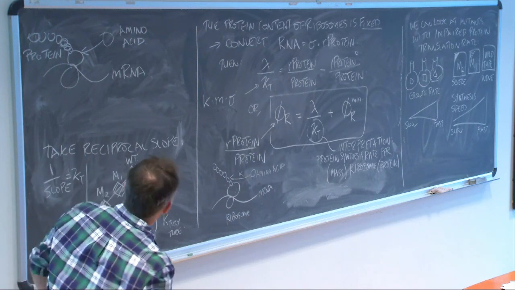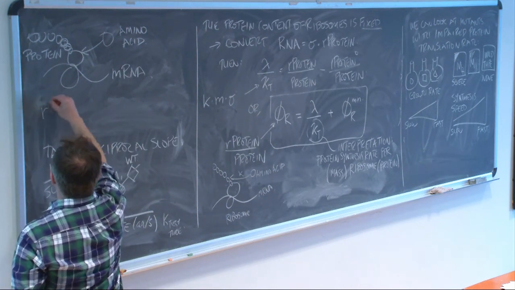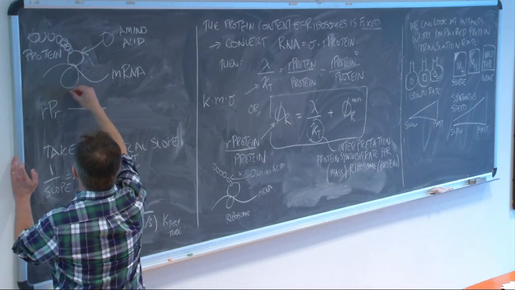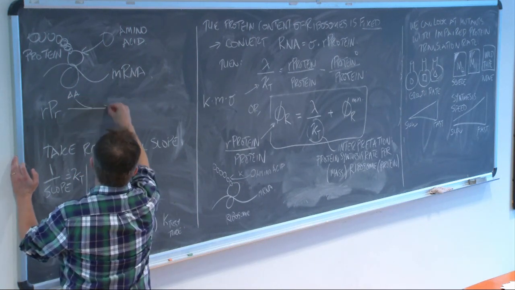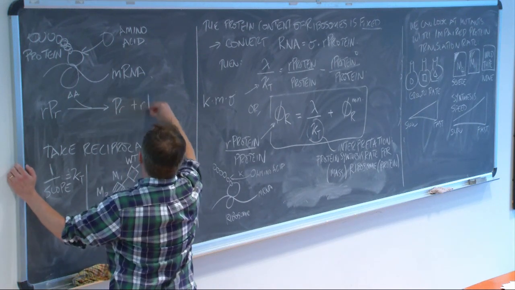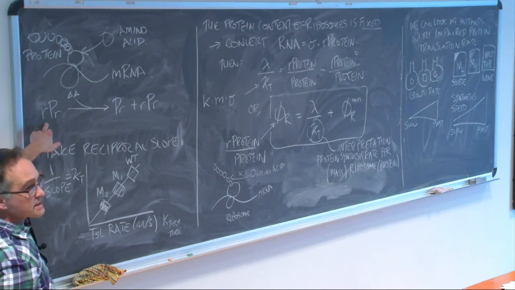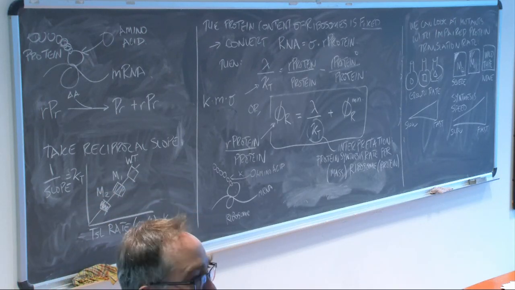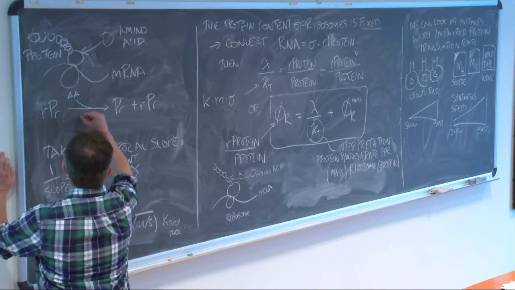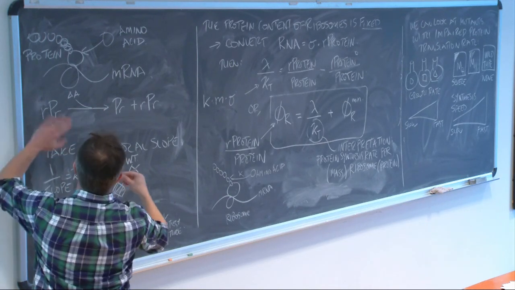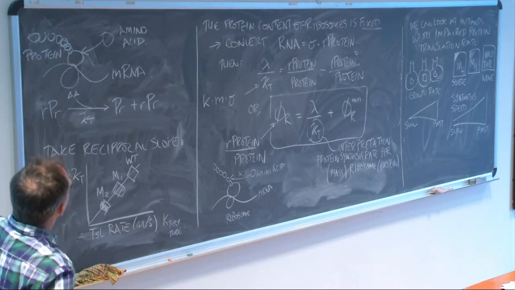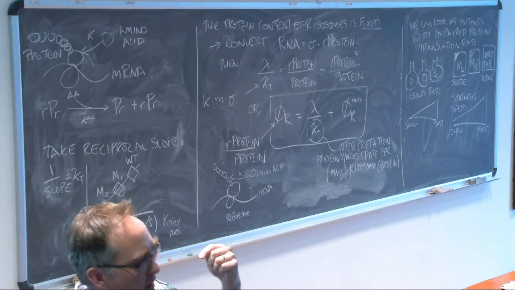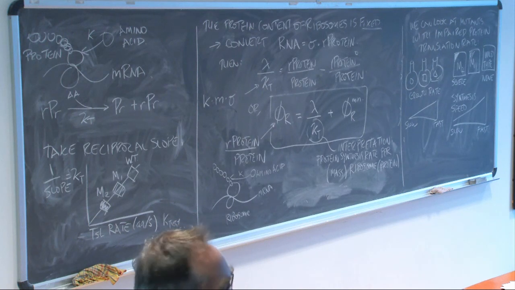In chemical terms, it would look something like this. A ribosomal protein takes in some amino acid and makes protein plus ribosomal protein. So this is the same as this, like an enzyme converting amino acids into proteins. The rate of this reaction we think of as K. So K is amino acids per second per ribosome, so it's numbers.